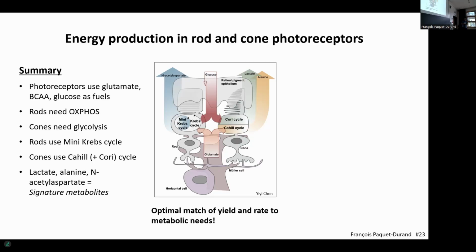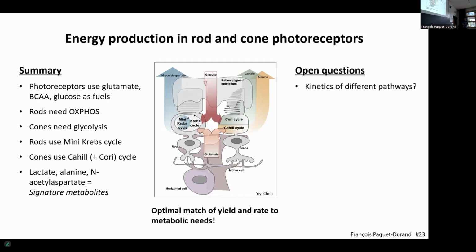Okay, so the idea is that we use these different metabolic pathways to match the yield and the rate of energy production to the current metabolic needs. And we know that photoreceptors, when they switch from darkness to light, their energy demand changes dramatically on a millisecond timescale. So this is probably one of the reasons why they need to have access to different metabolic pathways, to really produce energy when they need it.